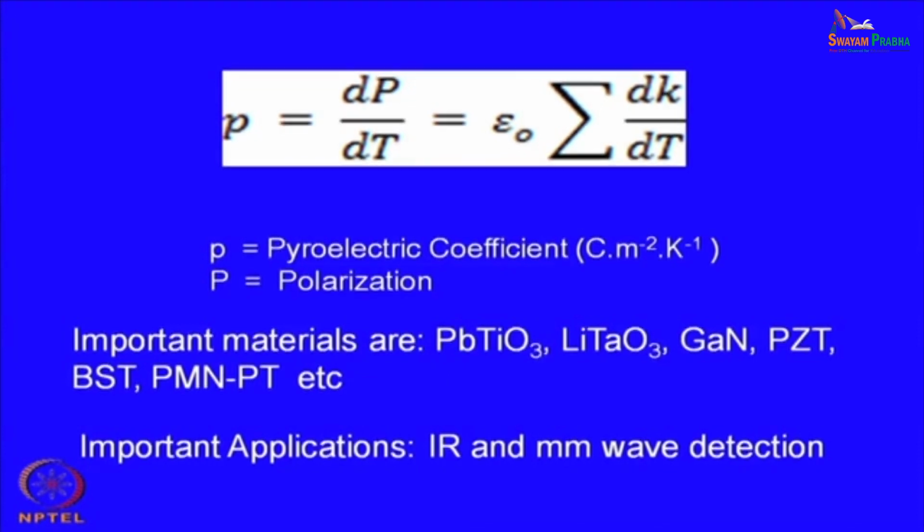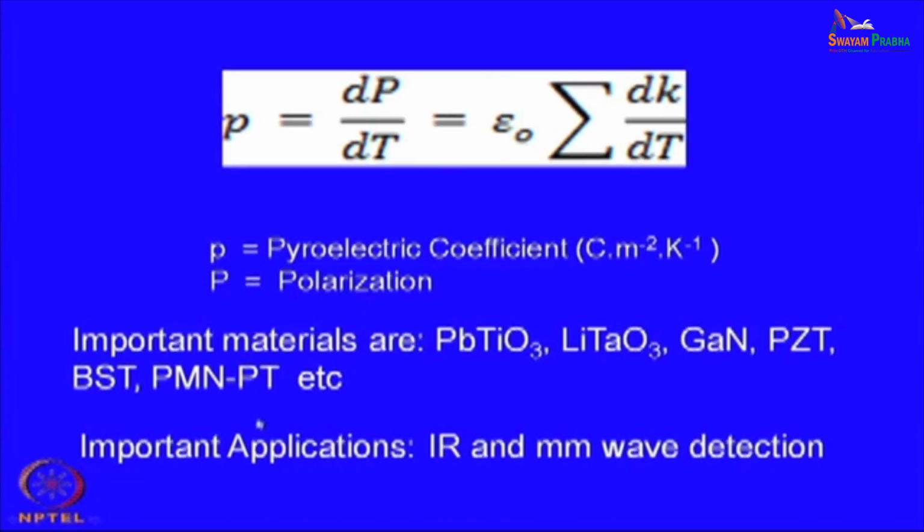Important materials are lead titanate, lithium tantalate, and gallium nitride. PZT also has some pyroelectric property, although it may not be used to that extent. BST is basically barium strontium titanate, and PMN and PT, which we have discussed in terms of ferroelectricity. This is lead magnesium niobate and a solid solution of lead magnesium niobate with lead titanate, which also has a good pyroelectric property.